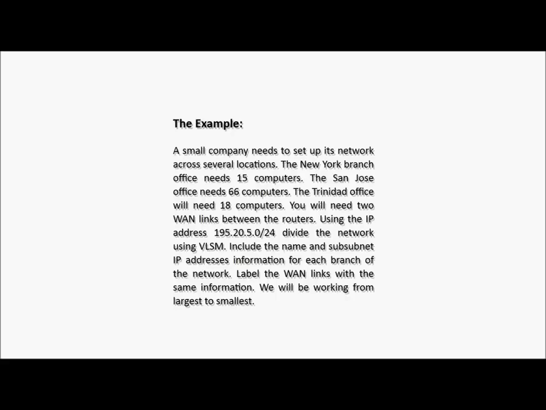195.20.5.0/24, divide the network using VLSM. Include the name and subnet IP addresses information for each branch of the network. Label the wide area network links with the same information. We will be working from largest to smallest.